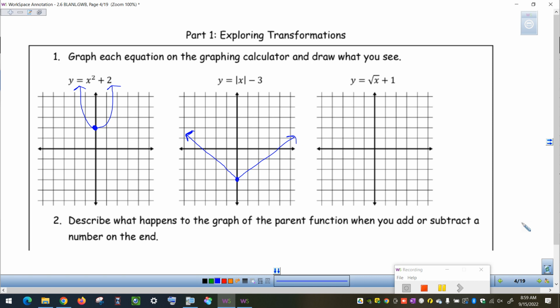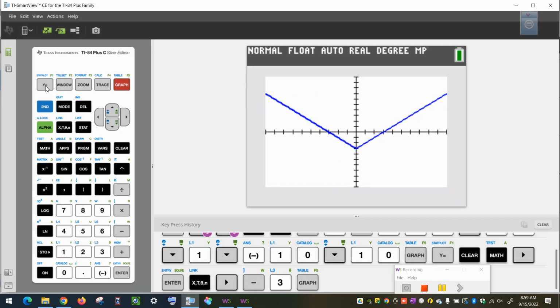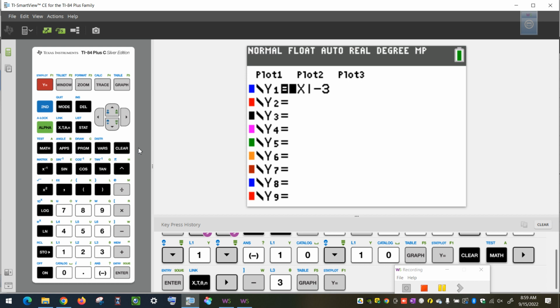Okay, then the last one here, I'm going to show you how you can do the square root symbol. So we're going to start back over here on the graphing calculator. I'm going to go back to y equals. I'm going to press clear.